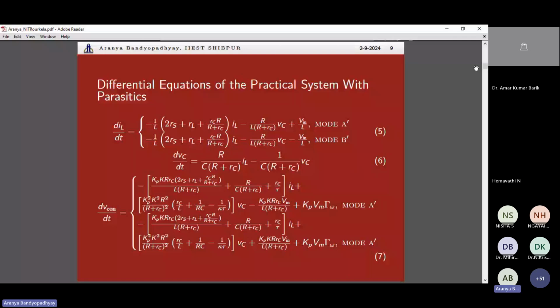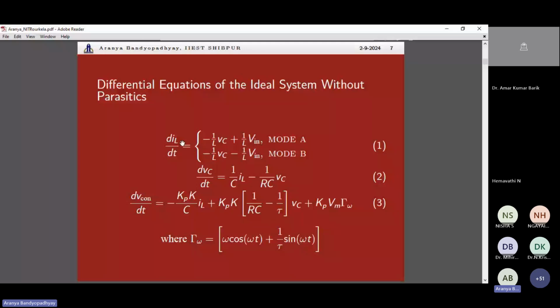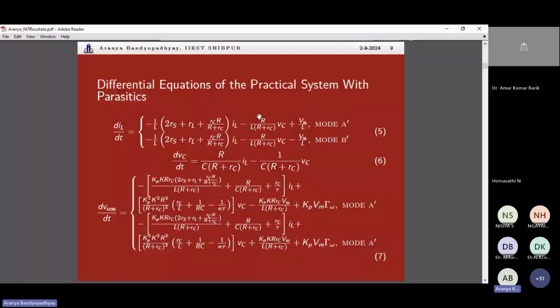And you can also see that in the ideal case, there was only one type of equation which was different for both modes. Now, when we are incorporating the parasitic elements, you see that in the case of the controller equation arising at the output of the proportional integral controller, there are now two equations involved, for mode A and mode B. Sorry, this is mode B prime, there is a mistake over here. So there is an additional equation arising in the controller, which now has to be accounted for in both modes.